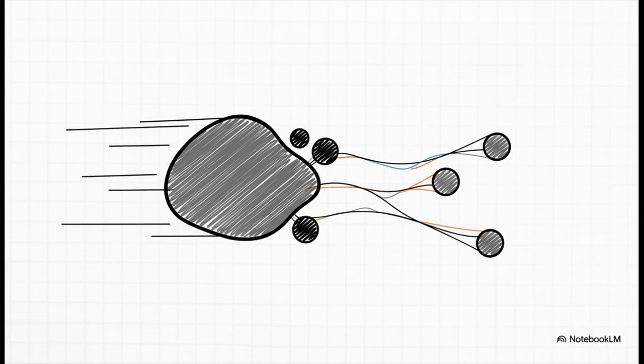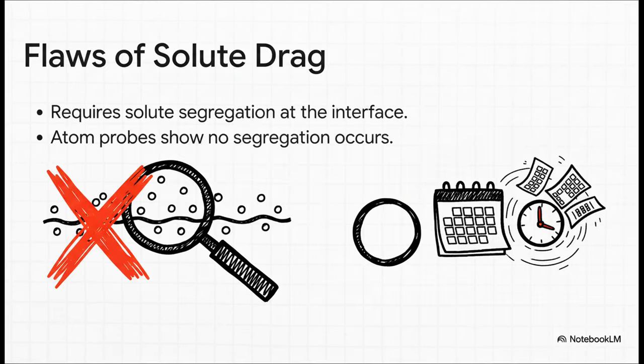What's the next contender? It's a theory called solute drag. The solute drag idea suggests that certain atoms are attracted to the moving boundary and have to be literally dragged along with it, which slows it down. But here's the thing. That requires those atoms to actually pile up at the boundary. And remember that atom probe data we just looked at? It shows that simply doesn't happen. The atoms are frozen. On top of that, bainite forms at such low temperatures that atoms can barely move. Get this, at 300 degrees Celsius, it would take an atom of nickel 10,000 years to make a single jump. There's just no way they're dragging anything.